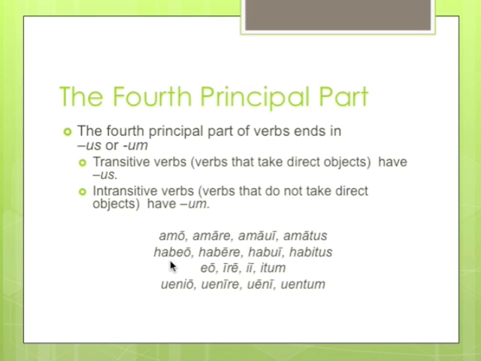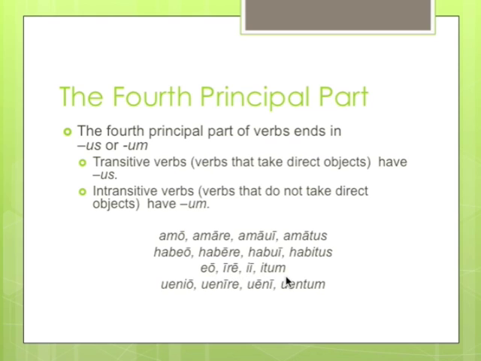Habeo is also transitive. You can say I have money. Pecuniam habeo. It's transitive. It has a direct object. And so its last principal part is habitus. So we have habeo, habere, habui, habitus. The verb eo, on the other hand, which means to go, is not transitive. It does not take a direct object. You can't go anything. And so therefore it has an -um in its fourth principal part.